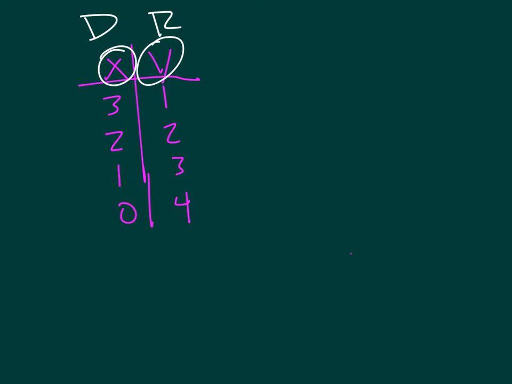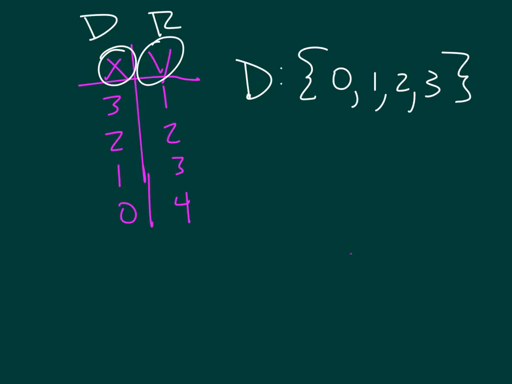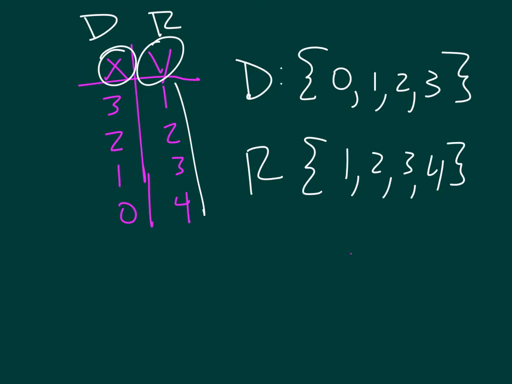So when I ask for a domain or range, you write your domain, and you put them in order, 0, 1, 2, 3. Make the bracket the same. And then your range, again, are your y values. So 1, 2, 3, 4. And it is a function because none of the x's repeat, or you could say for each x there is exactly one y.